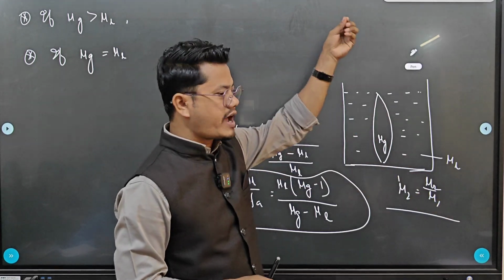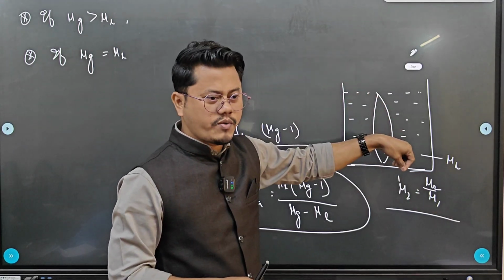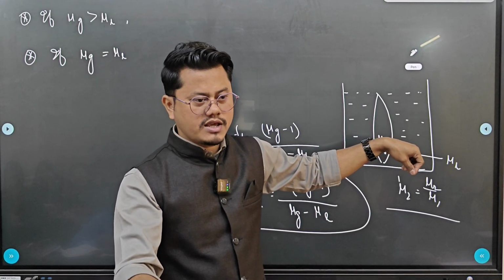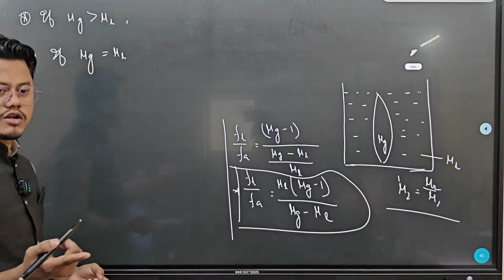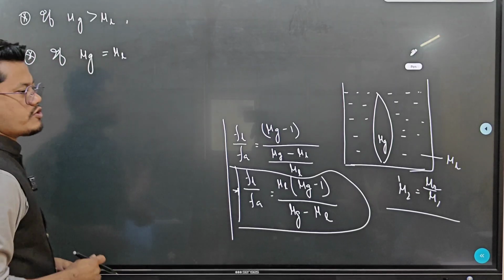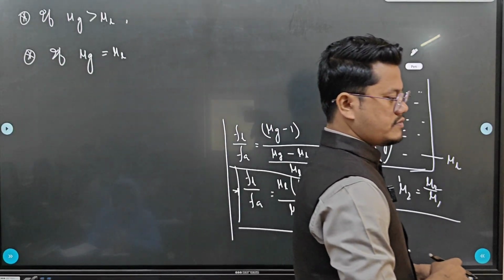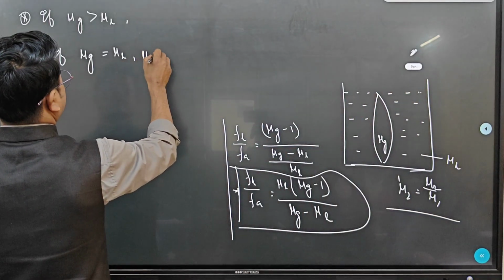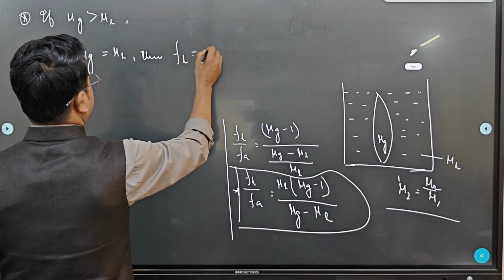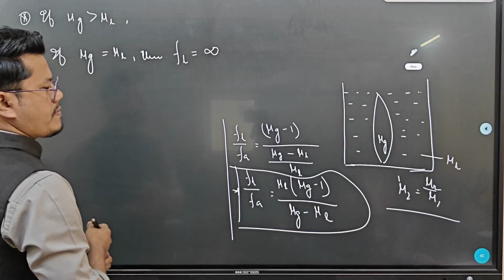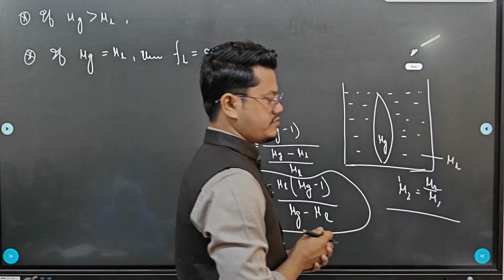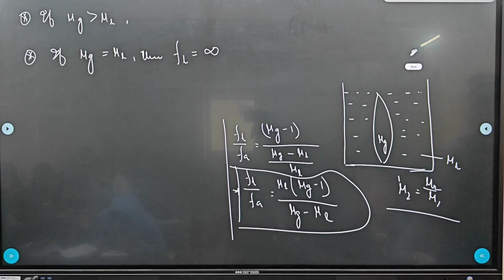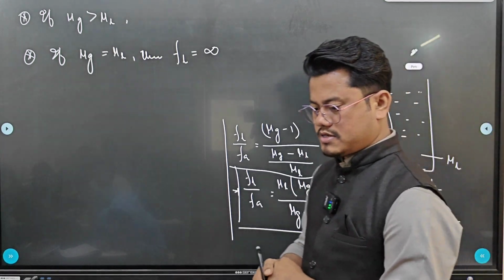If I take out the lens, I can see the lens, but as soon as I put it inside a liquid, the lens becomes invisible. दिखाई नहीं देगा आपको. Are you getting what I'm saying? Got it or not? Just write, if mu g equal to mu l, then focal length becomes infinite. Fl becomes infinite. That is, the lens will behave like a plain glass.